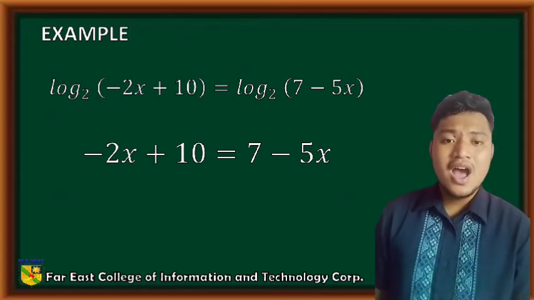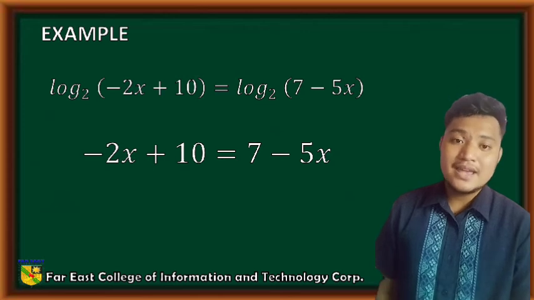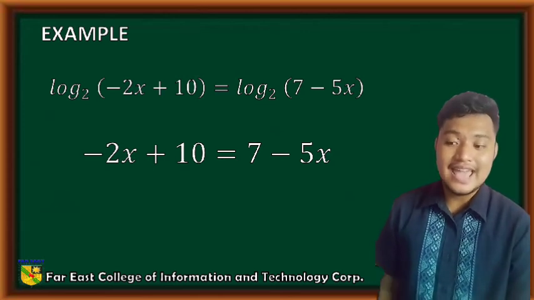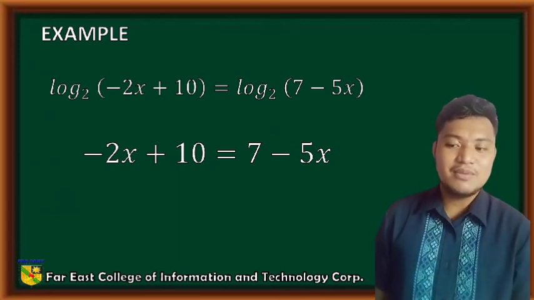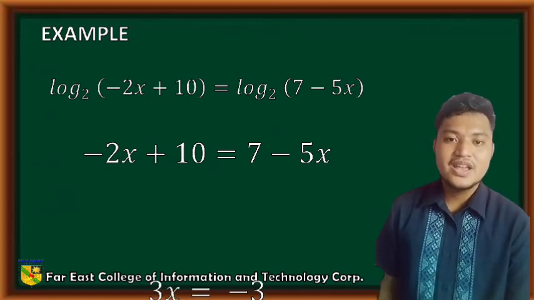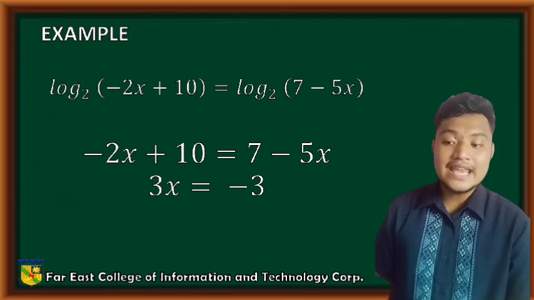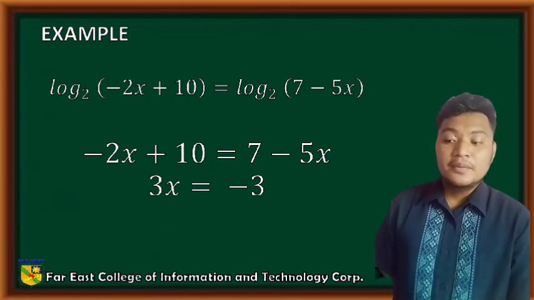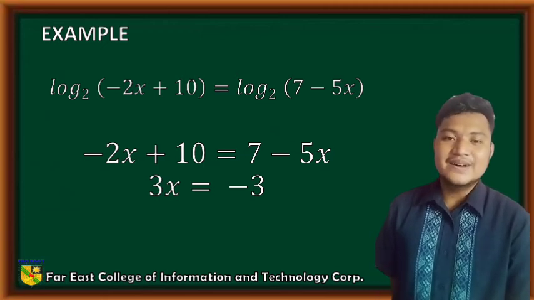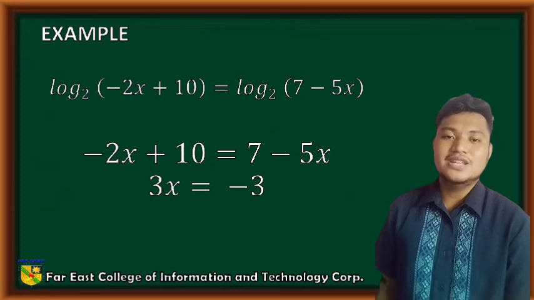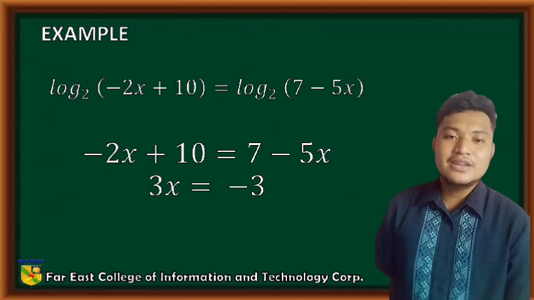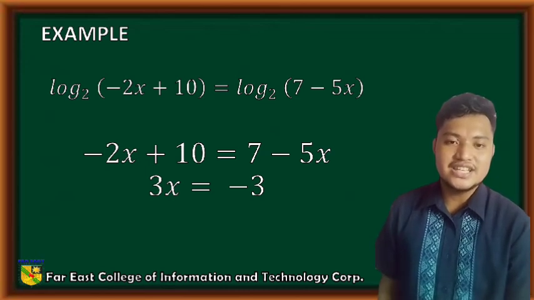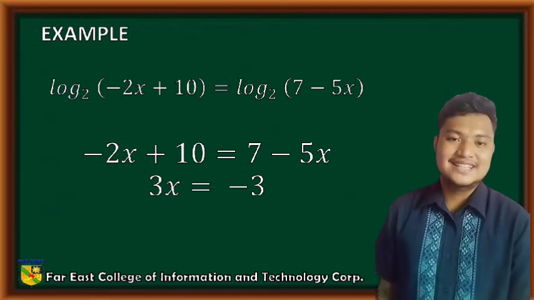So, it becomes positive 2x. And then, transpose 7 to the other side so it can be combined with 10. It becomes negative 7. So, our answer is 3x is equal to negative 3. How do we remove the 3 from the x? You need to divide both sides by 3 so that the 3 is removed and x is alone. So, our answer there is negative 1.